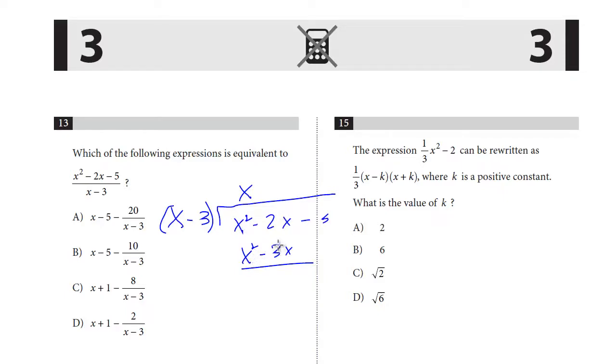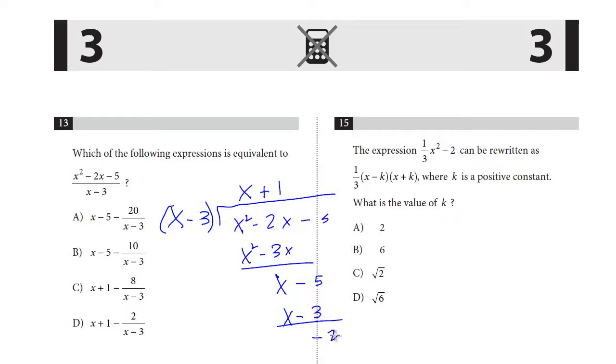Negative 2x minus negative 3x is going to be plus 3x, so we end up with just a positive x. This one's a little bit easier because we have an x, we need an x, so we're just going to multiply by 1 here. And we bring this 5 down here. And we multiply by 1, and we get x minus 3. Again, we always subtract. X minus x is 0. Negative 5 minus negative 3, we get negative 2.